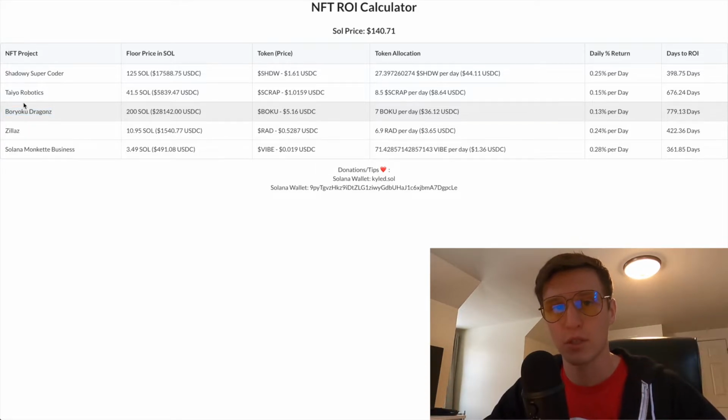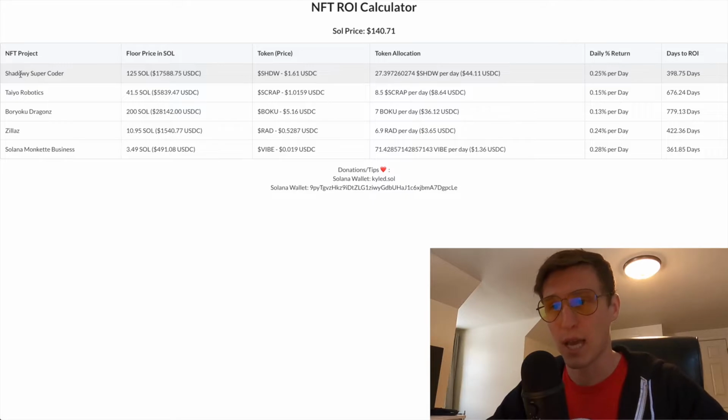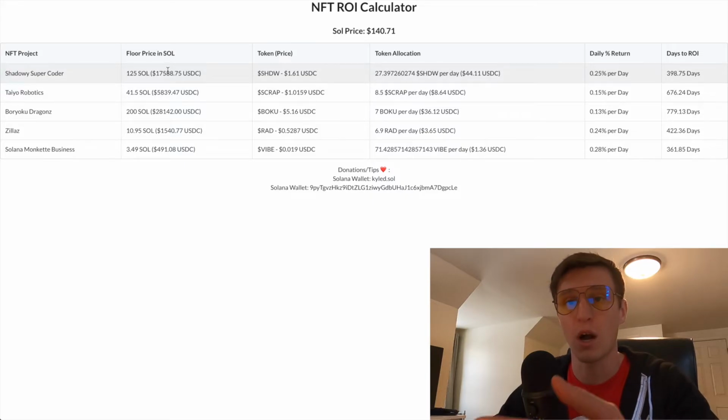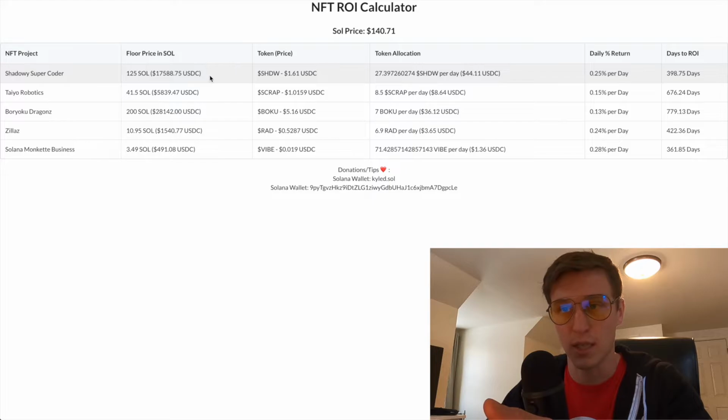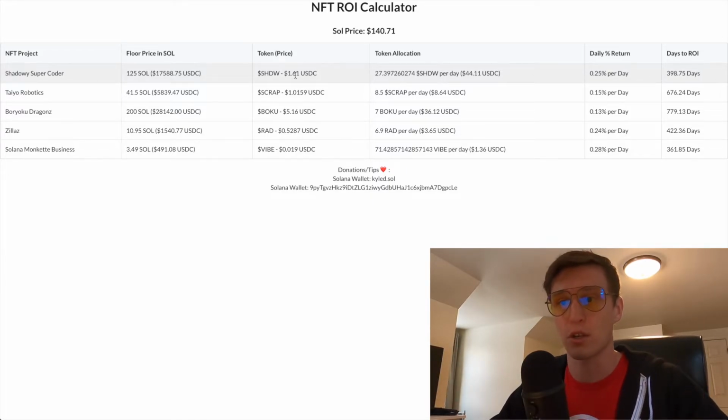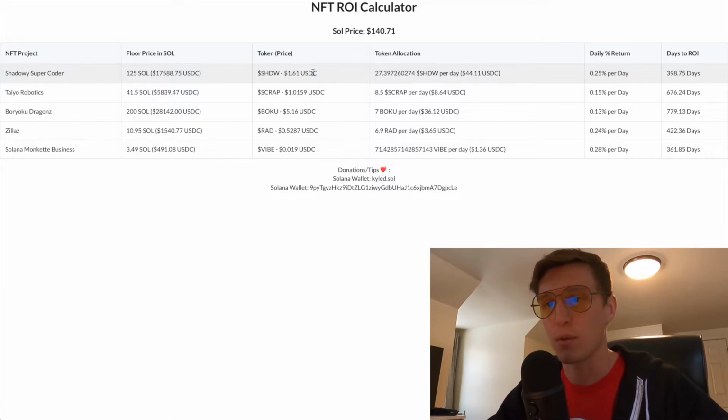Either way, I'm definitely looking at other projects and going to be adding them to this calculator. We'll add more abilities and capabilities, such as entering in a floor price. So if I paid 100 Sol for a Shadowy Supercoder, I could punch in 100 here in an input box, and it would calculate my days to ROI based on the current Shadow price, right? So I think that would be pretty handy.